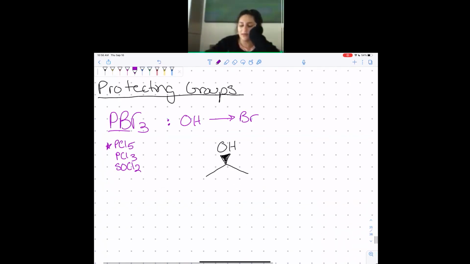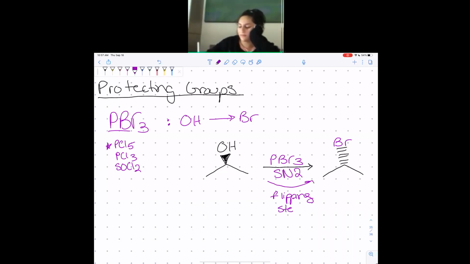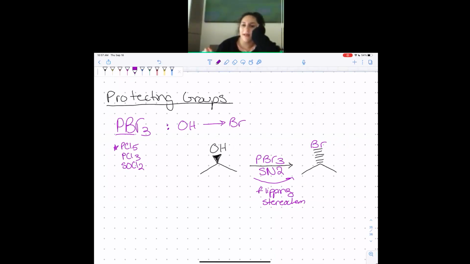So what does that do? Well, let's say we have an alcohol on a wedged position and we react it with PBr3. This is going to happen in an SN2-like mechanism. SN2 means we invert the stereochemistry, or we flip the stereochemistry. So it goes from wedged OH to a dashed Br. So we are flipping stereochem. At this point, this is all PBr3 does, right? PBr3's job ends here.